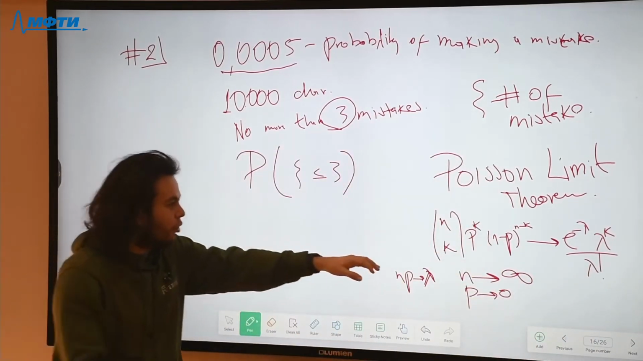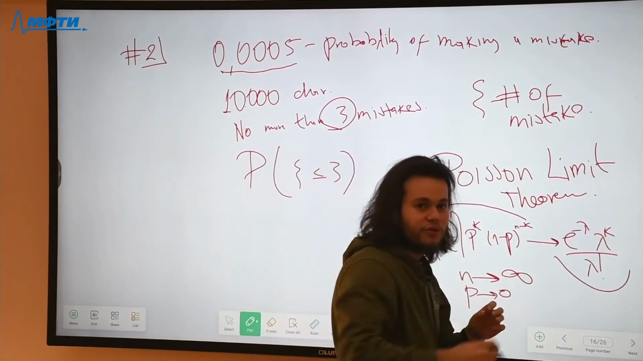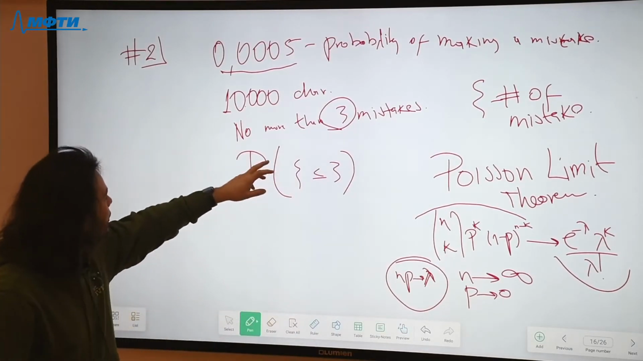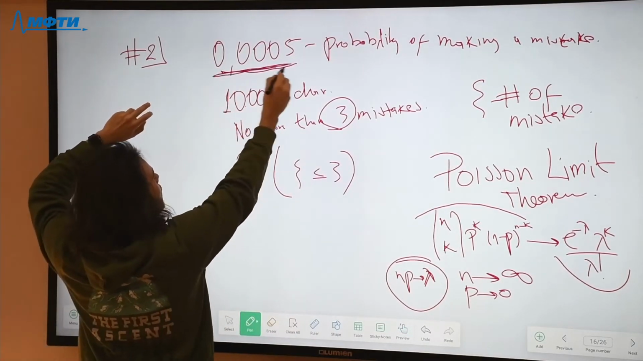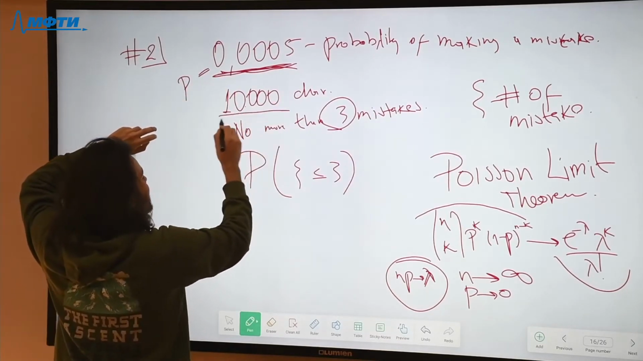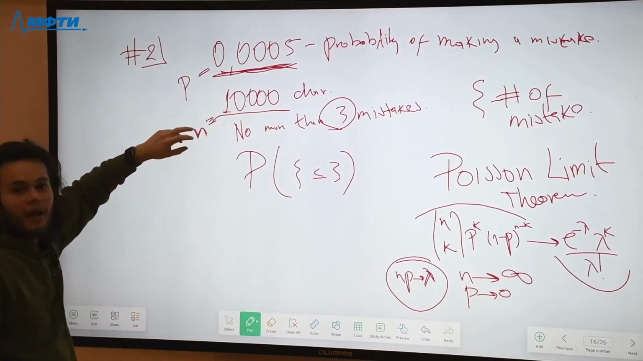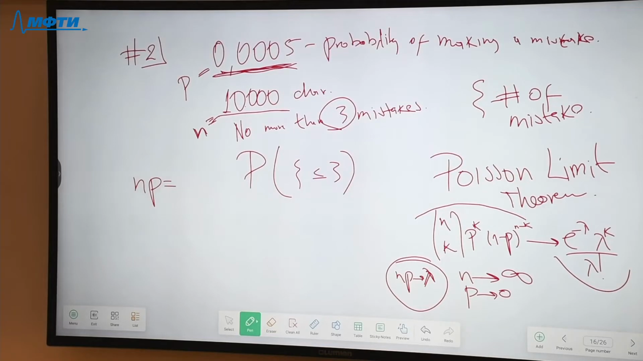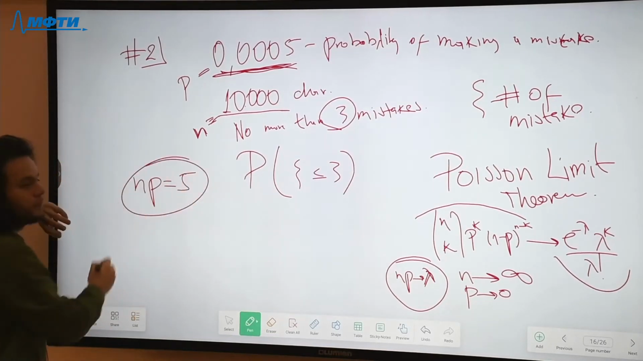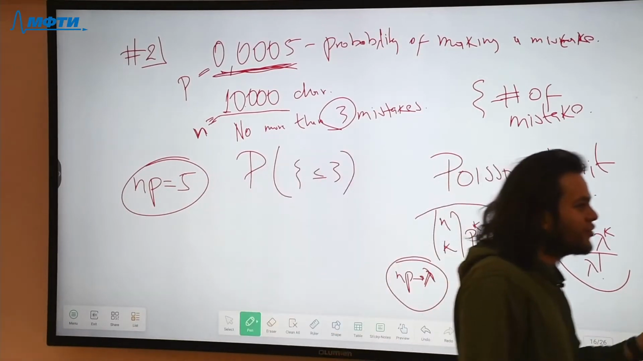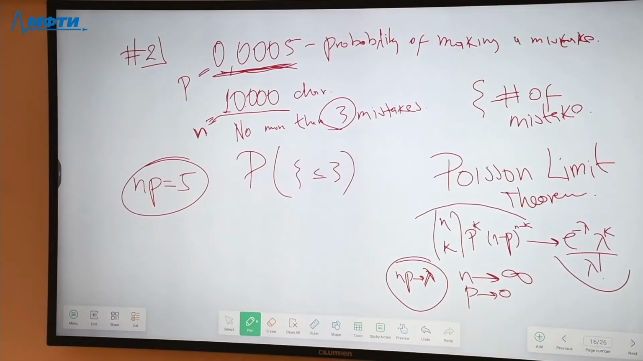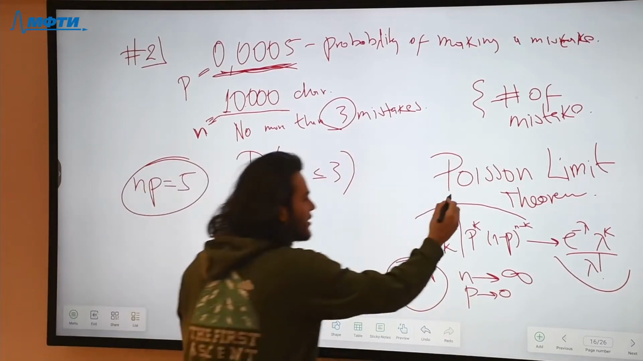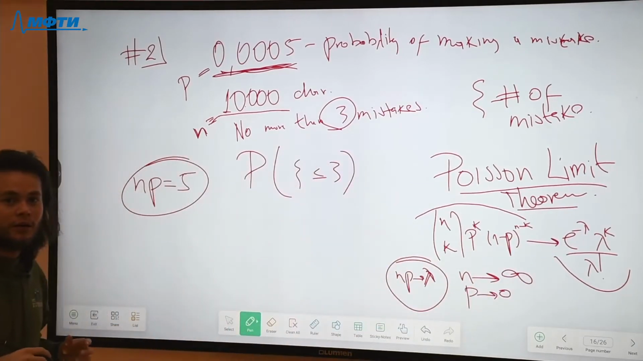Right? And so this is the binomial distribution, this is the Poisson distribution. That's how we get it, right? And this is the condition. Now look what we have here. We have that p is small, and n is this big, right? And if we multiply n p, what do we get? 5, right? So somehow the conditions for the Poisson limit theorem hold, right? So we can apply this theorem here, the Poisson limit theorem, right?